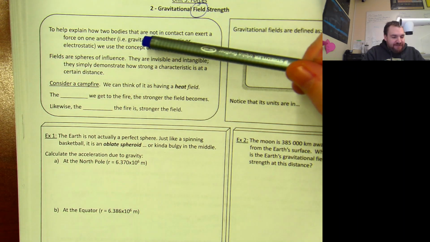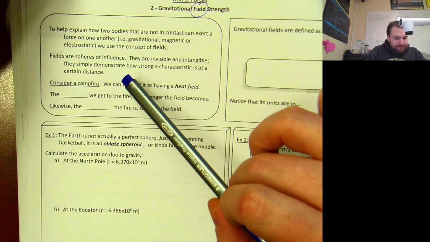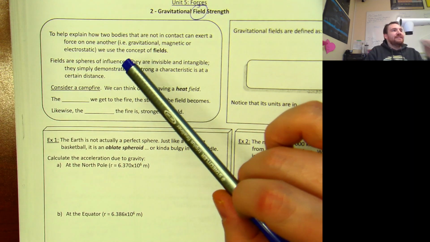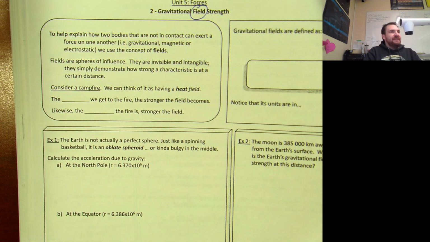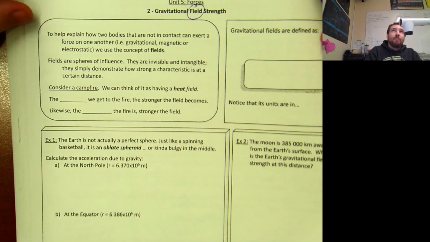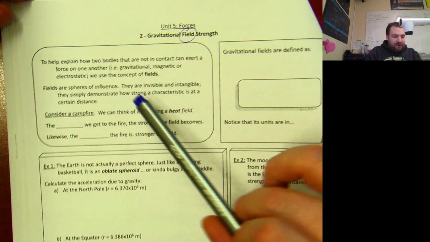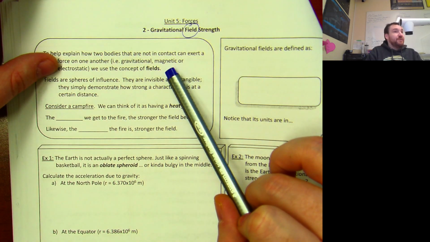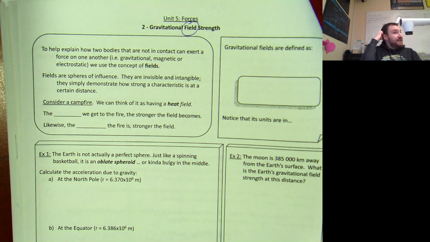But with these three, gravitational, magnetic, and electrostatic, there isn't necessarily anything physically present, but there are properties of the space that interact with other objects, and we call those properties fields. So you're going to talk about magnetic and electrostatic in grade 12. This year we're going to talk about gravitational. So things with mass produce gravitational fields around them.